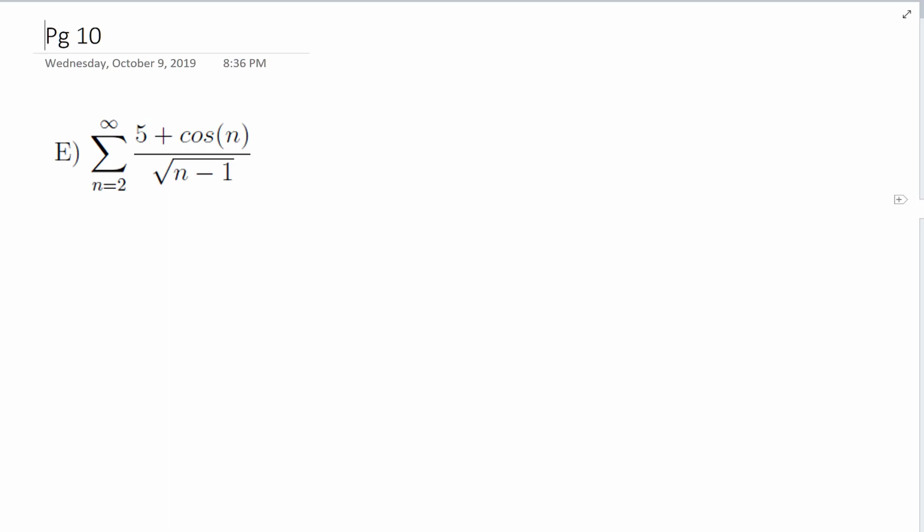Now our last one here just gets to be a little bit of fun. We have the series of 5 plus cosine of n over the square root of n plus n minus 1. So we look at this and say, it looks fairly similar to 1 over square root of n, so we've got the idea that this is going to diverge. That's our whole goal. But that cosine in here makes life a little messy.